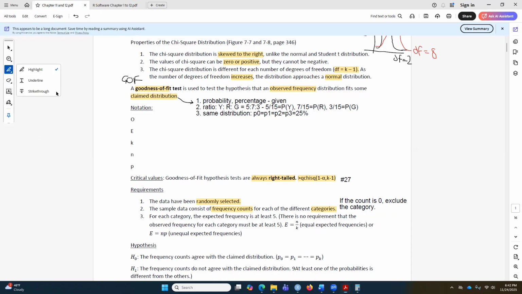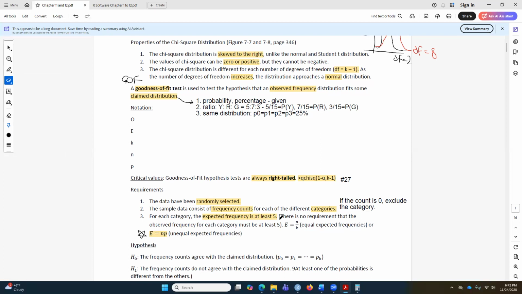Okay. And the last requirement here is to make sure that the expected frequency is at least 5. To find your expected frequency, your formula in this case is E equals NP. This is one of the formulas I'd say you need to memorize. I think I haven't set up the things that you need to memorize for the finals yet.